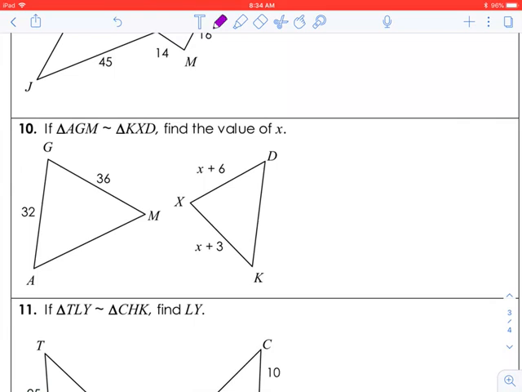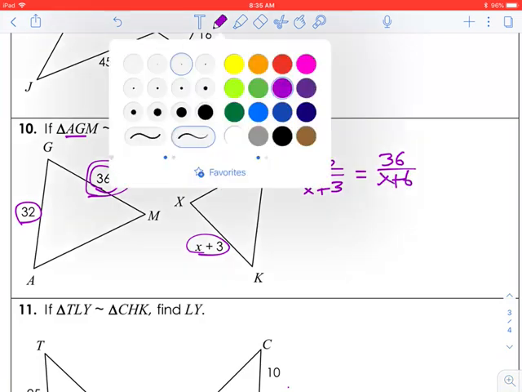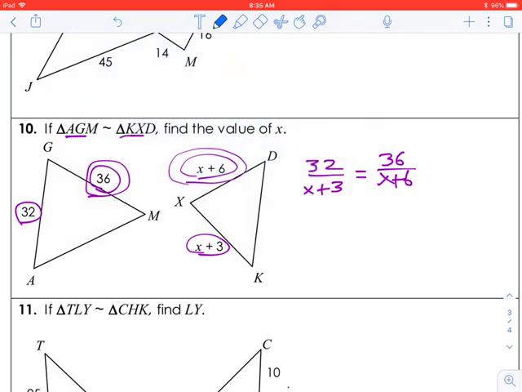So, for instance, AG should go with KX. So KX is here, so I'm going to go 32 over x plus 3. Should be equal to GM. GM should go with XD. So 36 over x plus 6. So I don't know the scale factor in this case, but it's okay because I can just use my proportionality.